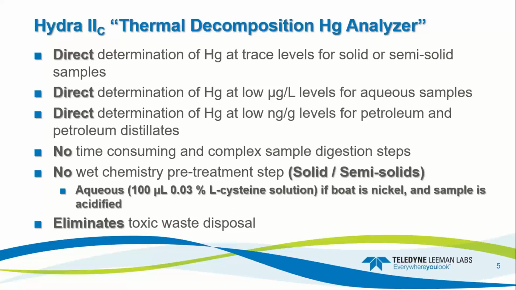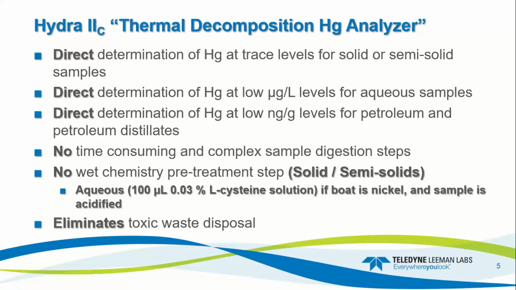Direct determination of petroleum and petroleum distillates. There's no time-consuming complex digestion for the samples. No wet chemistry unless you're running aqueous samples and they're acidified. So if they're acidified to preserve the mercury, then we need to add L-cysteine. That's a thiol group, and in theory it grabs the mercury and keeps it in solution so it doesn't off-gas. One of the problems with the acidified sample in the nickel boat is that nickel will produce hydrogen via the reaction with the acid. So when the hydrogen is produced, in theory, it can grab some of the mercury and off-gas that out of the sample, and thus give you a biased low result.